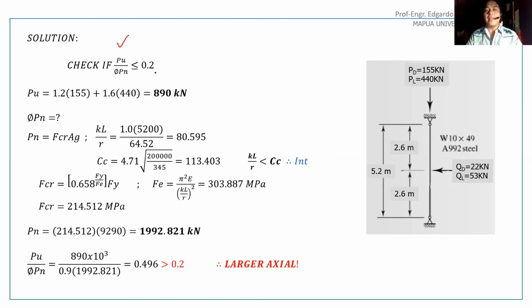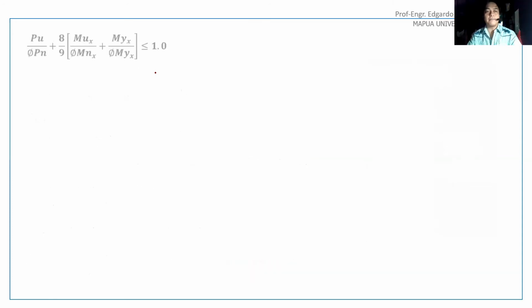So what would be the interaction equation that we need to satisfy? Remember, when it is larger axial, it's more of axial. So if it is more of axial, you only consider 8/9 of the moment. So that would be the interaction equation, the 8/9. That would be the interaction that we need to satisfy. So the first term, Pu over phi Pn, we are done with that already. So 0.4 is our answer there. So that's okay. Let's move on to the moment.